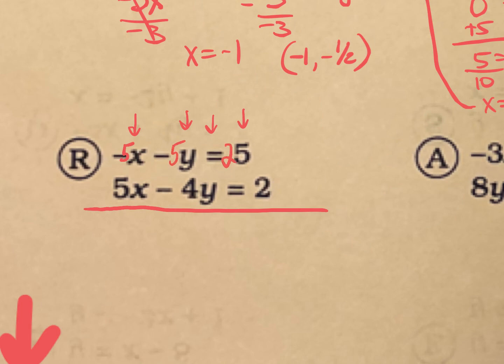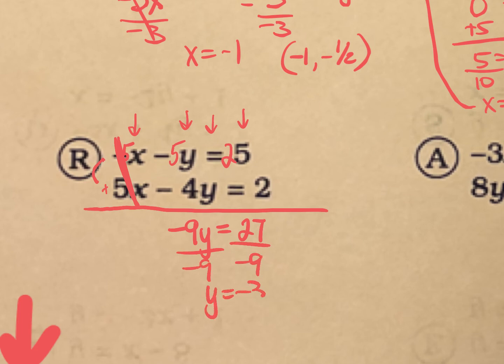And the good thing is we already have a negative versus a positive here on the x's. So those are going to cancel each other out. Negative 5x plus 5x gets rid of each other. Negative 5y minus 4y is negative 9y equals 25 plus 2, which is 27. Divide by negative 9. Y equals negative 3. So that quickly I figured out y equals negative 3.